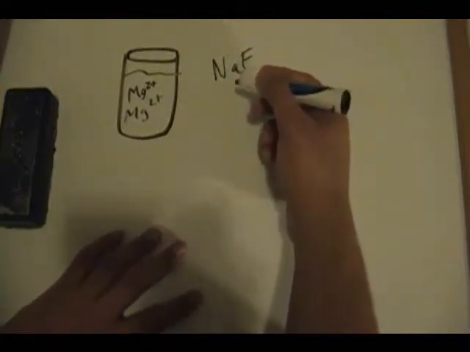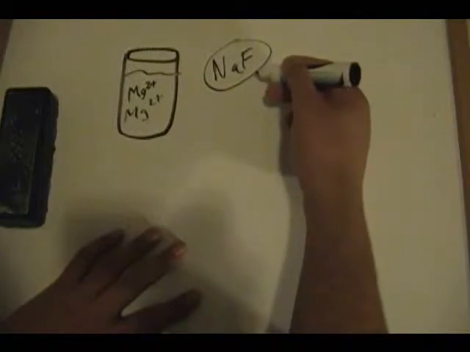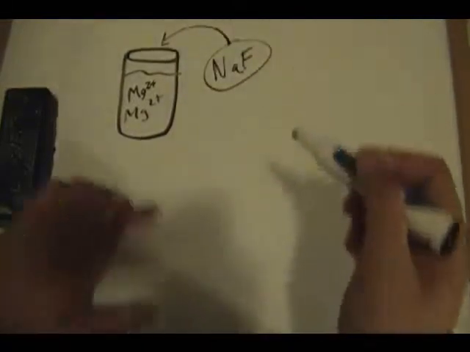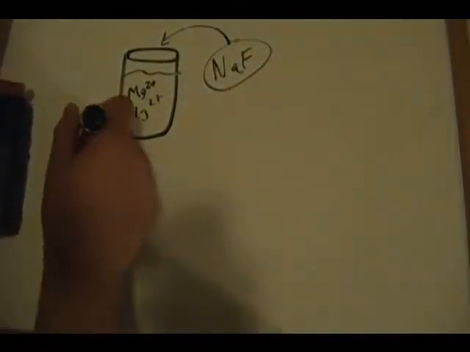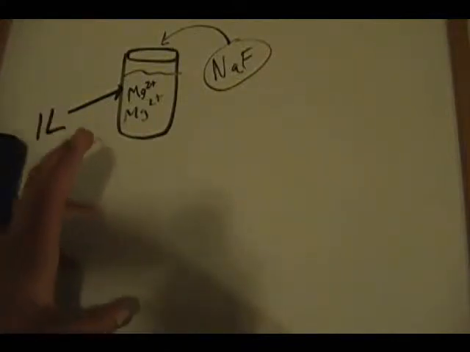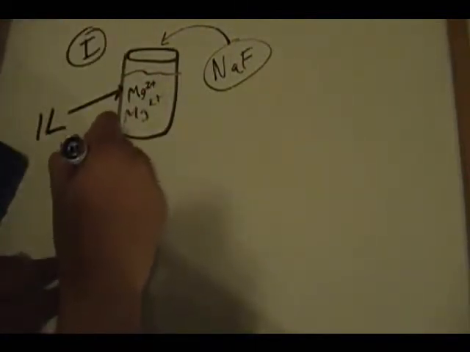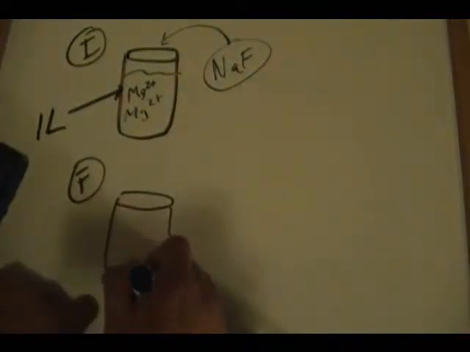Experimentally, we have this chunky sodium fluoride, an ionic solid, and we're going to start dumping it into a beaker full of water. For simplicity, we'll say the water is 1 liter. We keep dumping more sodium fluoride into the beaker of water, and eventually it's going to start to precipitate. So this is the initial state, and the final state will start to have some magnesium fluoride, MgF2.